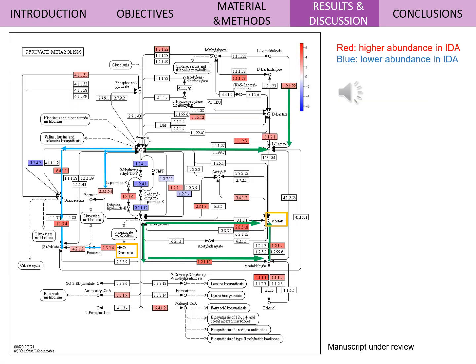Squares in this plot represent KEGG orthologs, and the color scale represents higher abundances during IDA with red colors and lower abundances during IDA with blue colors. We can observe that there's an increase in KEGG orthologs related to the synthesis of succinate and acetate, as outlined with the blue, red, and green arrows.